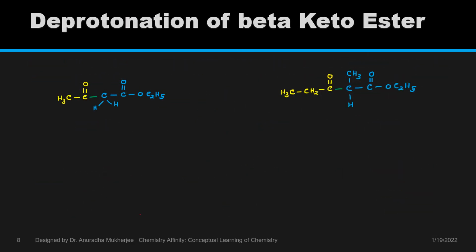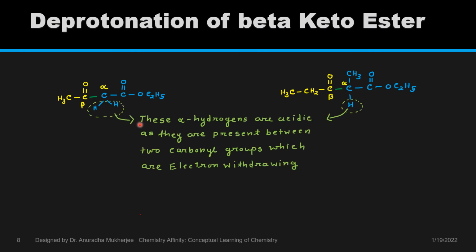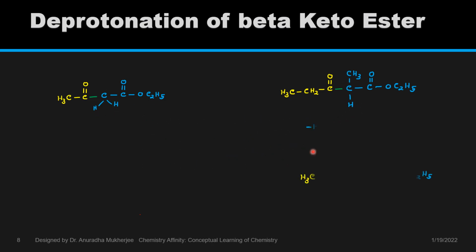So now here you can see these are the two types of beta keto ester, and they have the methylene proton. So as we already explained, methylene protons are acidic in nature. So in presence of base, this deprotonation takes place. So that means one carbanion forms here.